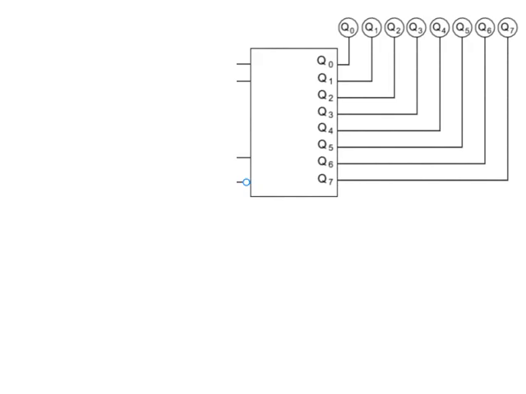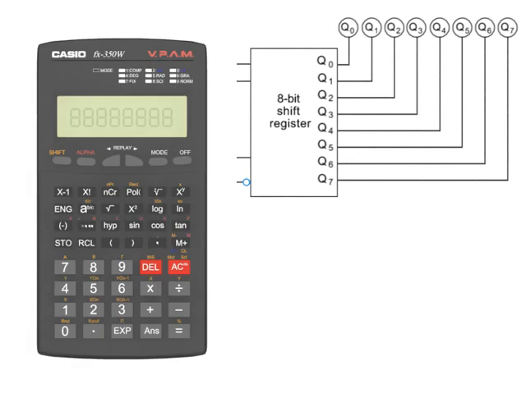The digital memory storage and bit shifting characteristics of the shift register is essential in many digital electronic systems. The keying of numbers into a calculator demonstrates the practical application of a shift register. As numbers are entered, they are stored and displayed. Each subsequent number that is entered shifts the previously entered number to the left.